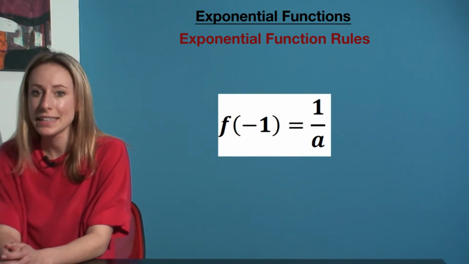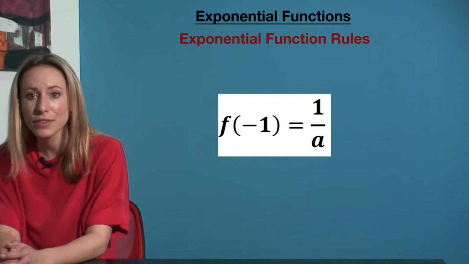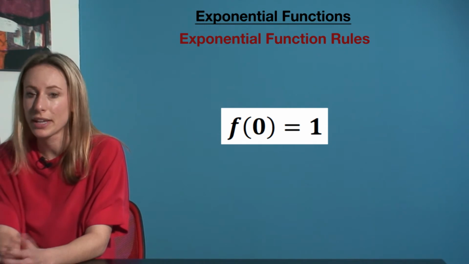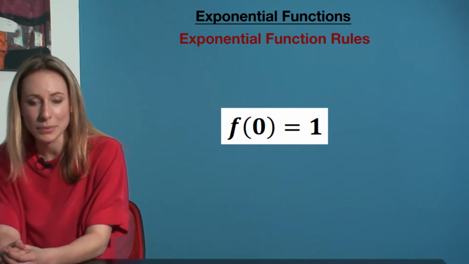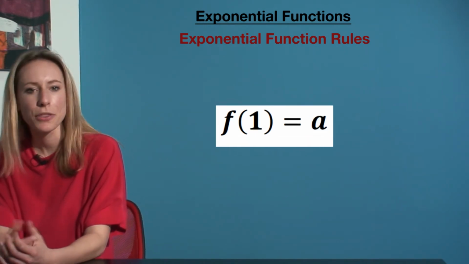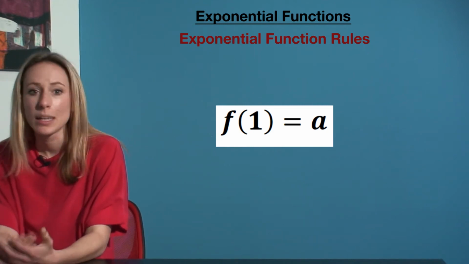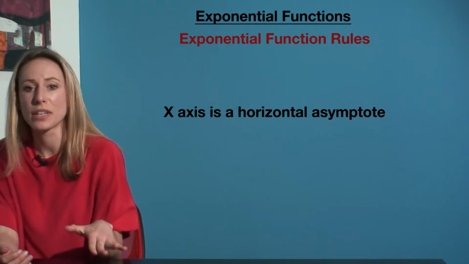Number 1 is that any number to the power of -1 is equivalent to 1 over that number. Number 2 is that any number to the power of 0 equals 1. Therefore, the y-intercept is equal to 1. Number 3 is that any number to the power of 1 is equal to that number. Number 4 is that the x-axis is a horizontal asymptote.